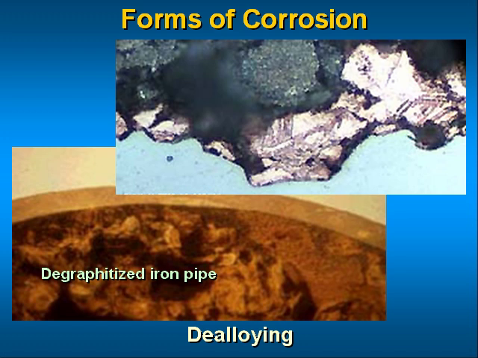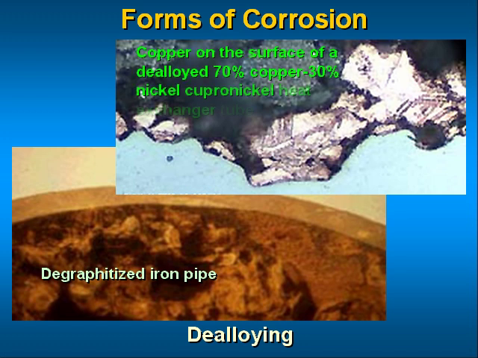This photo shows a layer of copper on a surface of a de-alloyed 70% copper, 30% nickel, copper-nickel heat exchanger tube removed from a ship. Stagnant seawater is so corrosive that even the normally corrosion-resistant alloy has corroded. Virtually all copper alloys are subject to de-alloying in some environments.